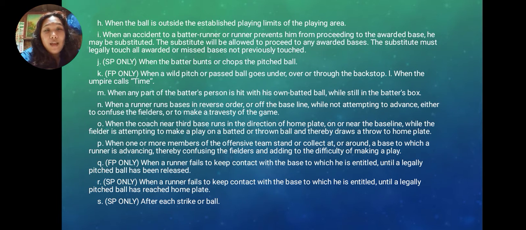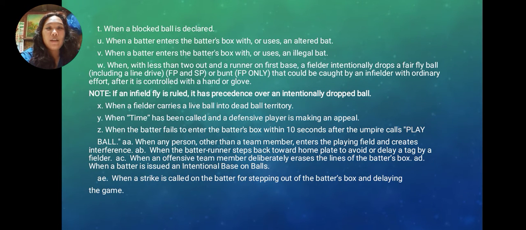Letter Q, FP only, when a runner fails to keep contact with the base to which he is entitled until a legally pitched ball has been released. For letter R, SP only, when a runner fails to keep contact with the base to which he is entitled until a legally pitched ball has reached home plate. For letter S, SP only, after each strike or ball. For letter T, when a blocked ball is declared.